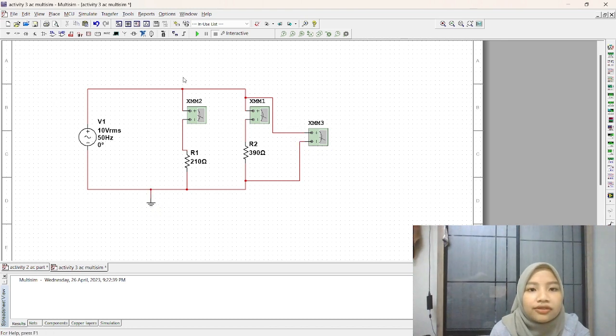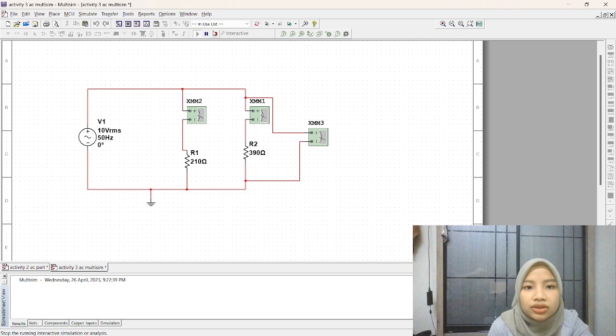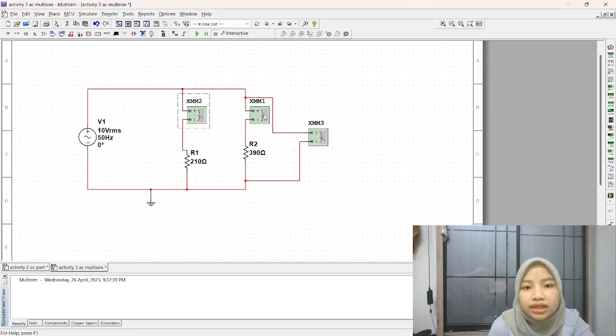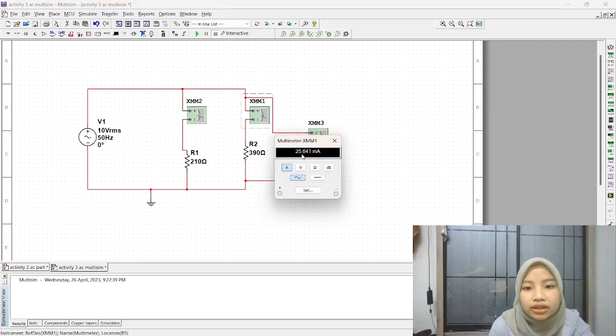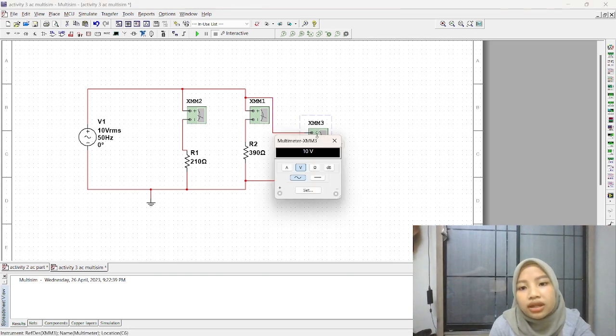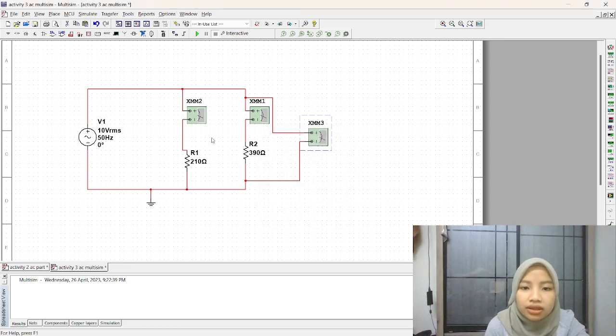And then after we have designed the connection, we need to run the program, and then we stop to get the value of the multimeter. Okay, for the first multimeter, the ammeter in current, we got 47.618 milliampere. For the second ammeter, we got 25.841 milliampere. And the last one is the voltmeter that gave us 10 volt. Okay, that's all for this activity 3.